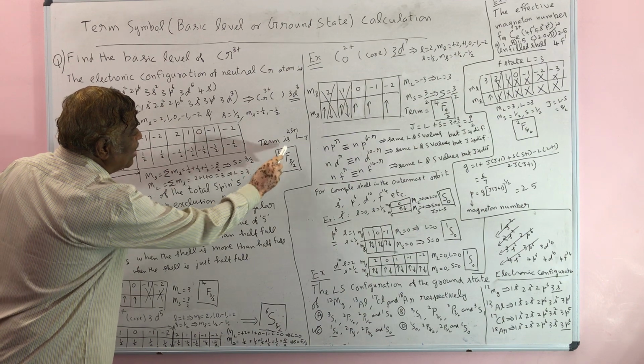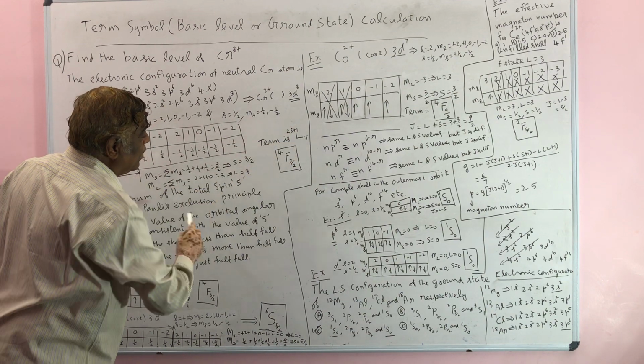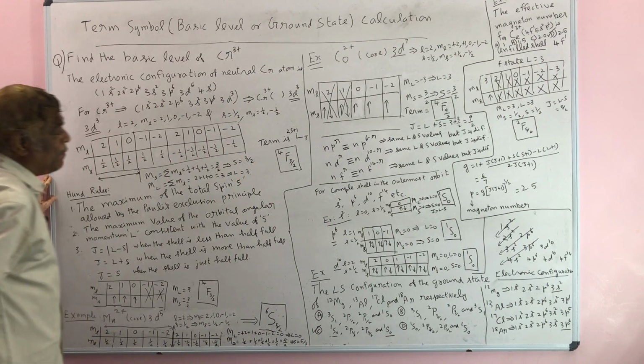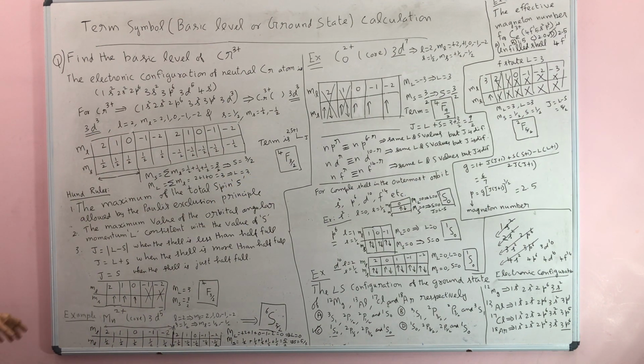This is the multiplicity of the level. Any term is expressed by 2S plus 1. The multiplicity of the level is 2S plus 1, which is 4. So it is 4F. Now, how to find J?